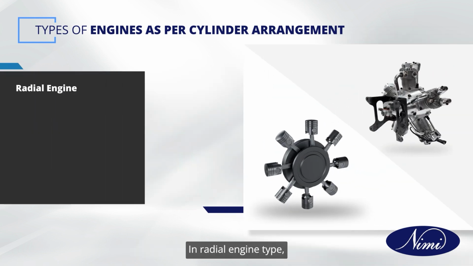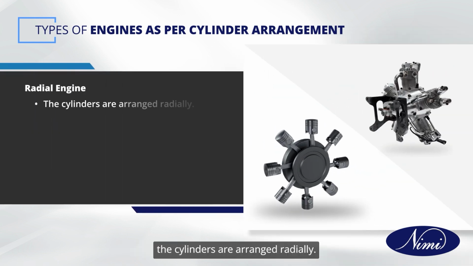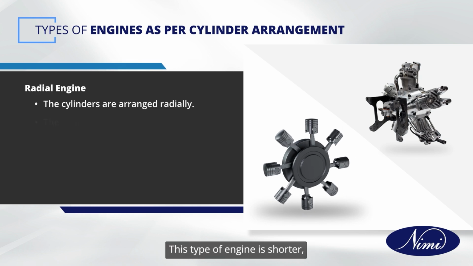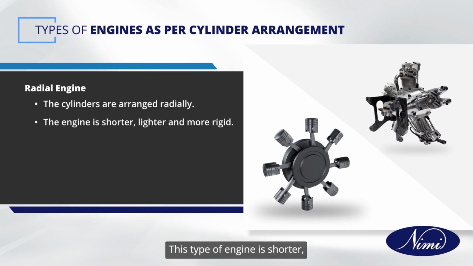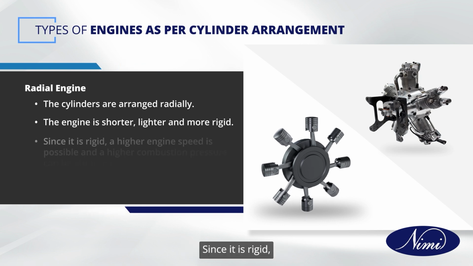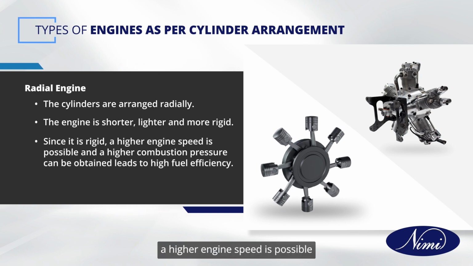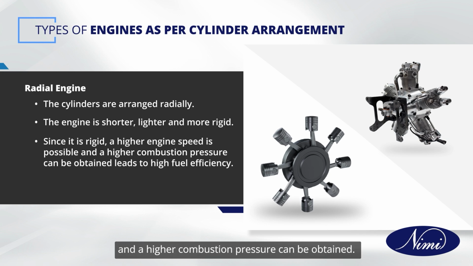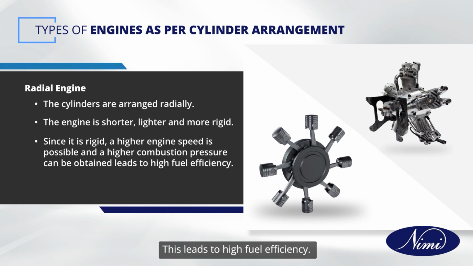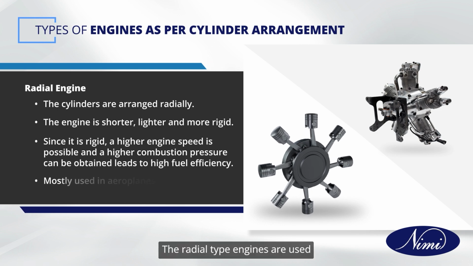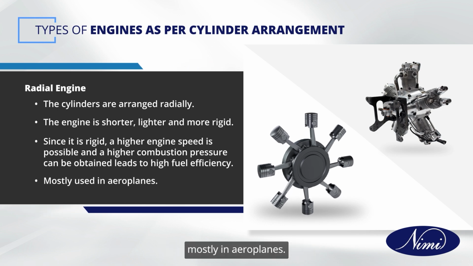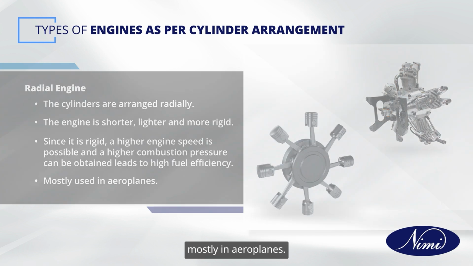In the radial engine type, the cylinders are arranged radially. This type of engine is shorter, lighter, and more rigid. Since it is rigid, a higher engine speed is possible and a higher combustion pressure can be obtained. This leads to high fuel efficiency. The radial type engines are used mostly in aeroplanes.